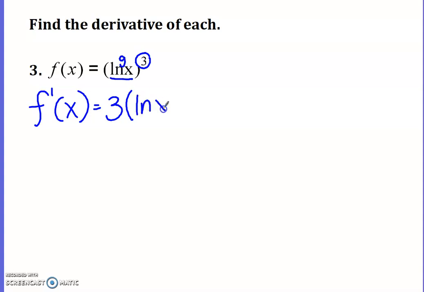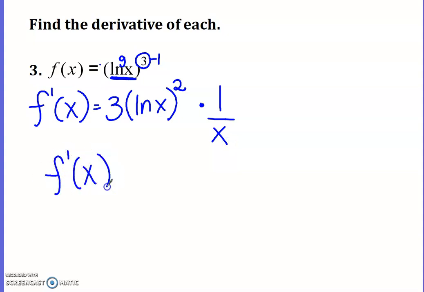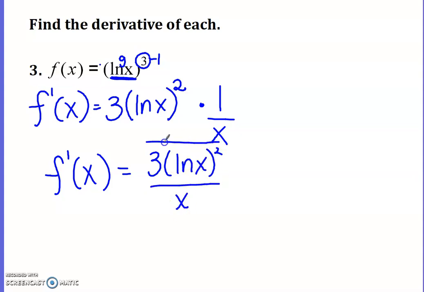So I leave ln x as it is. And then I subtract 1. So I move the 3 out front, and then I subtracted 1 from here. Now I take the derivative of ln x, which is just 1 over x. So we end up with 3 ln x squared all over x.